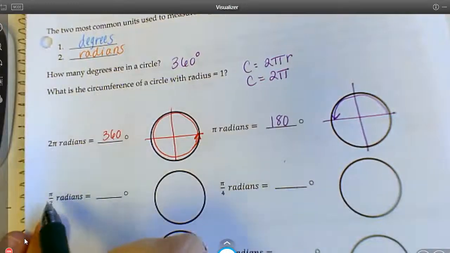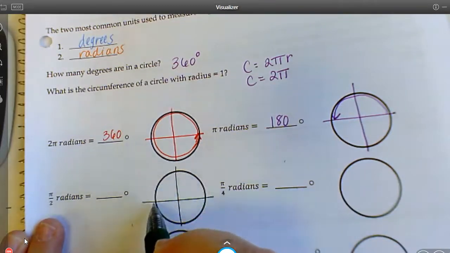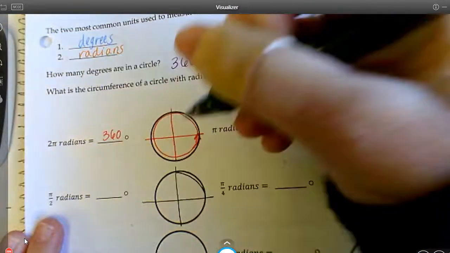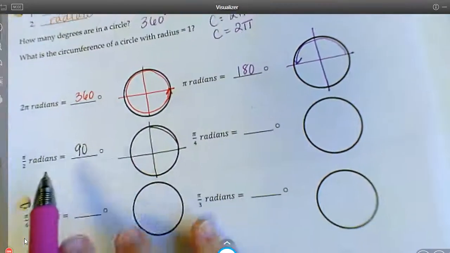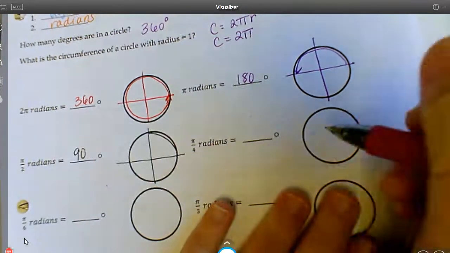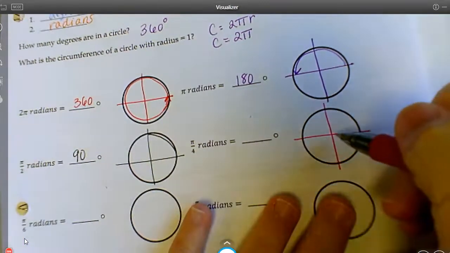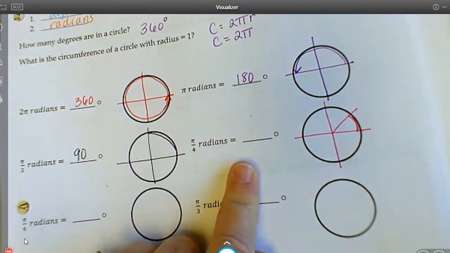Alright, what if I wanted to talk about pi over 2? That's also the same as 1/2 pi. Well, if I know pi goes all the way to 180, how much is half of that going to be? 90, so it comes up here. Alrighty, pi over 4. Well, pi over 2 is this part of a circle. Pi over 4 is basically half of pi over 2, and it's represented by something that looks like this right here. How many degrees do you think that one is? 45.